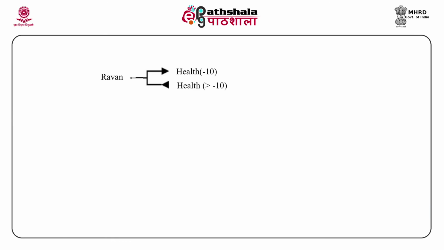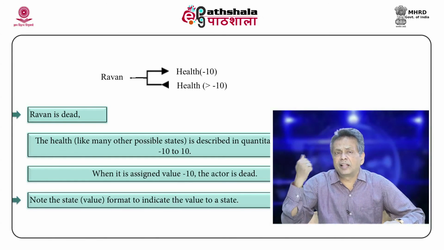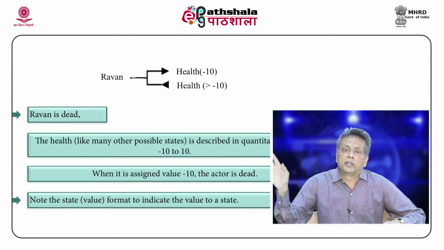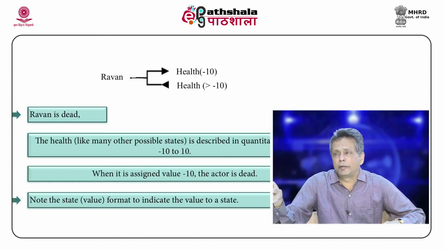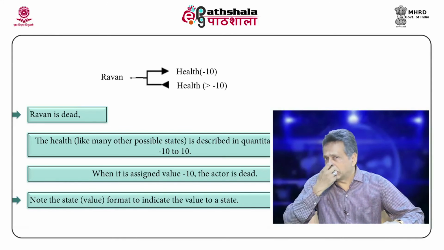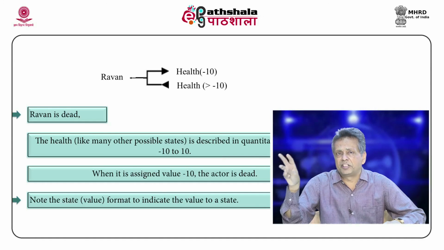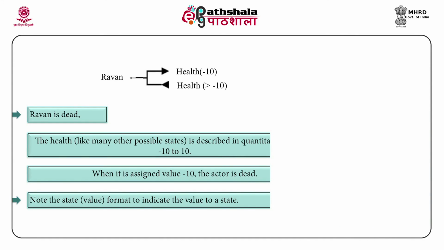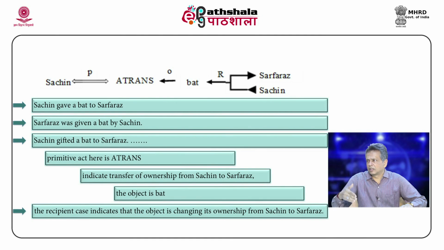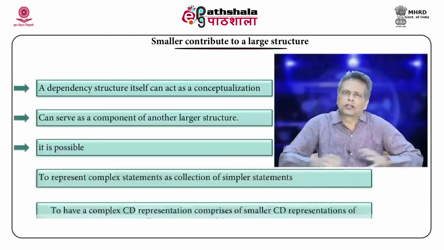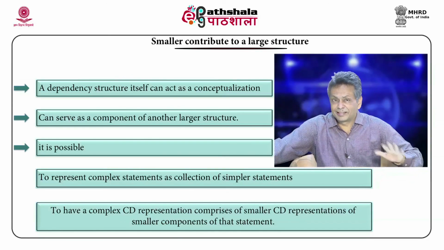The other example is Raman is dead. Raman is dead means his health is reduced to minus 10. What was it earlier? Maybe greater than minus 10. So, that is the next statement you can see, which is a 3-prong structure which represents the state change. Raman's health is now -10. The next one is Sachin gave his bat to Sarfaraz. I will not talk about this, I have already discussed it. Okay. And this is how small things contribute to a large structure, that is the great thing about CD.